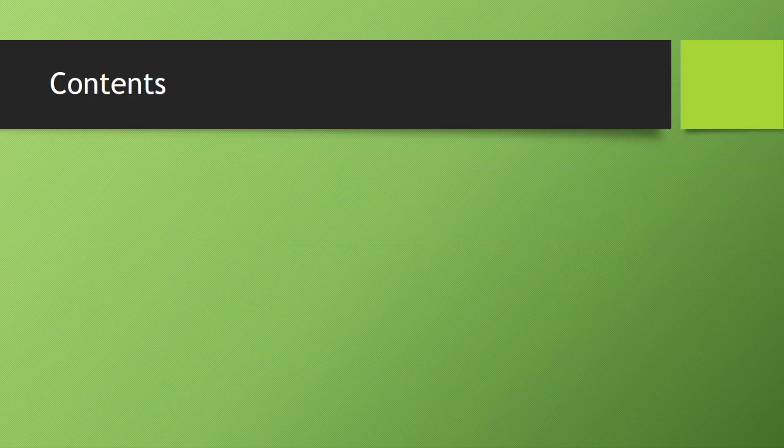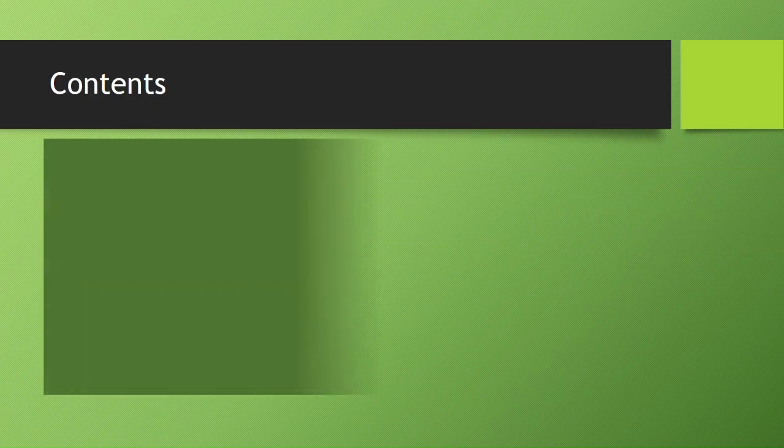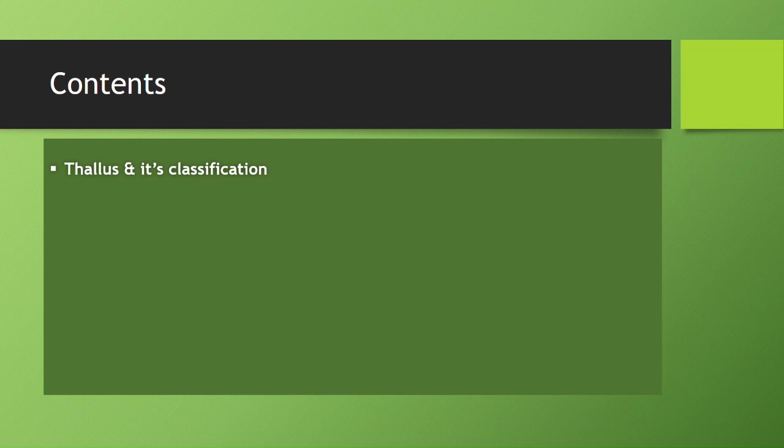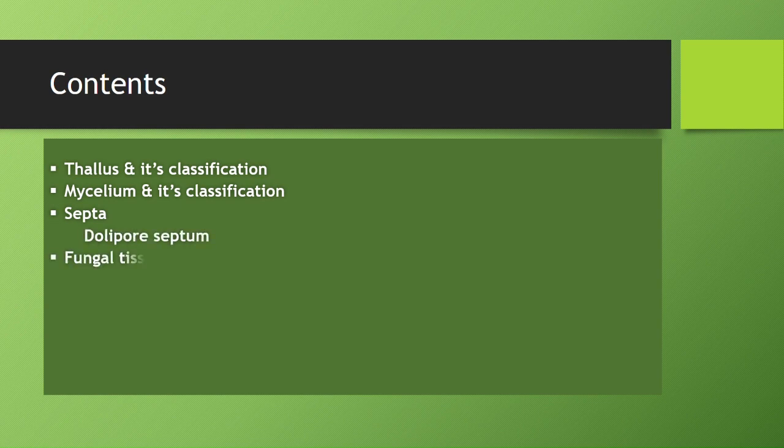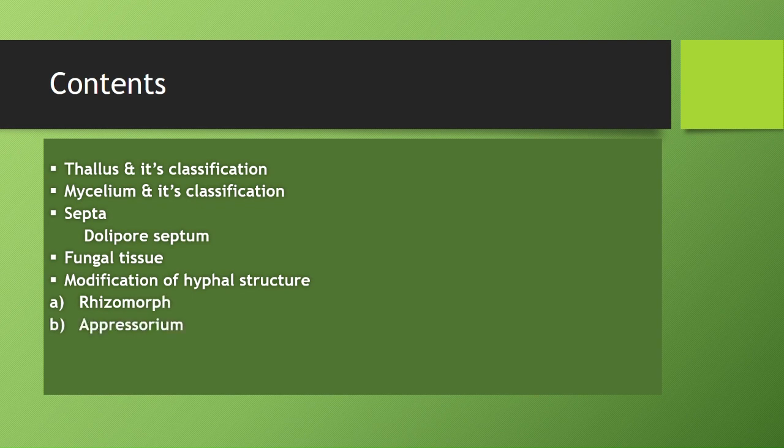First of all, contents. What will we discuss? We will discuss Thallus and its classification, mycelium and its classification. We will discuss septa, and in septa we will discuss the special case of the Dolipore septum. After that we will discuss fungal tissues, and then modification of the hyphal structures. There are usually four modifications: rhizomorph, appressorium, haustorium, and traps.